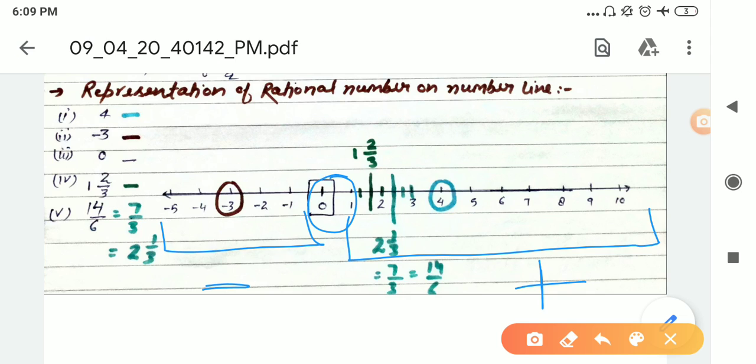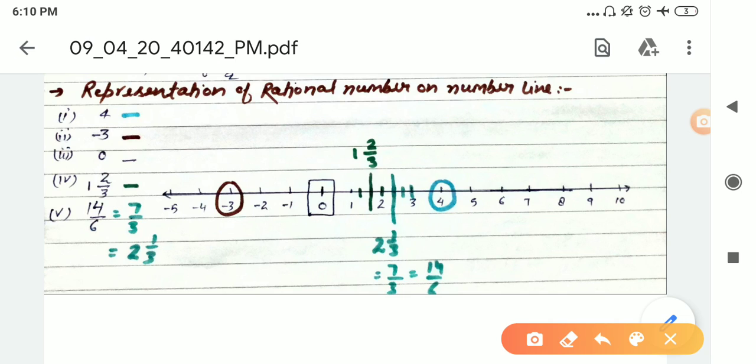So easily we can represent. You also know how to represent. In previous classes you have learned. So it will be on the right side of 0. So simply we will count 4 distance from 0, and that should be equal to 1, 2, 3 and 4. So you can say that plus 4 will be on the right side of 0.